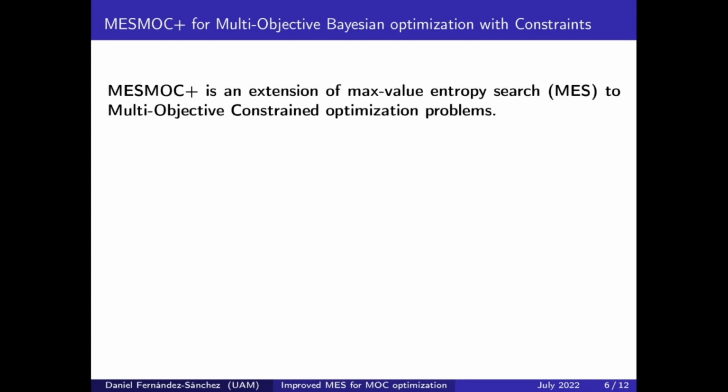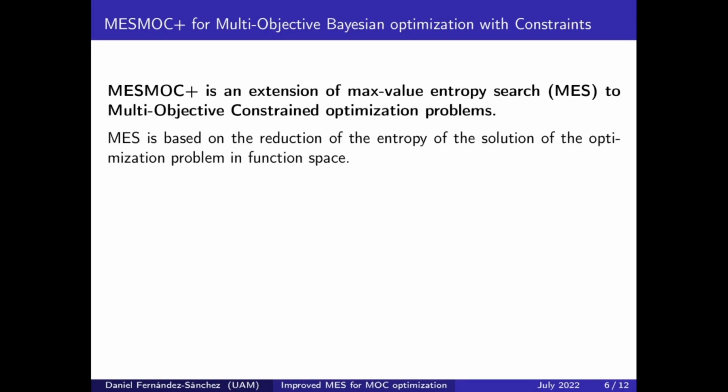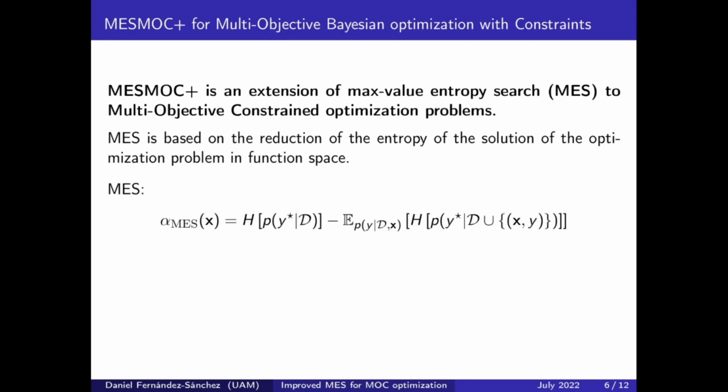Our acquisition function, improved max entropy search for multi-objective Bayesian optimization with constraints, which we abbreviate as MESMOC plus, is an extension of max entropy search, MES, to multi-objective constrained optimization problems. The MES acquisition function uses the entropy reduction of the solution of the problem in the function space to conduct the optimization process. This is the expression of MES.